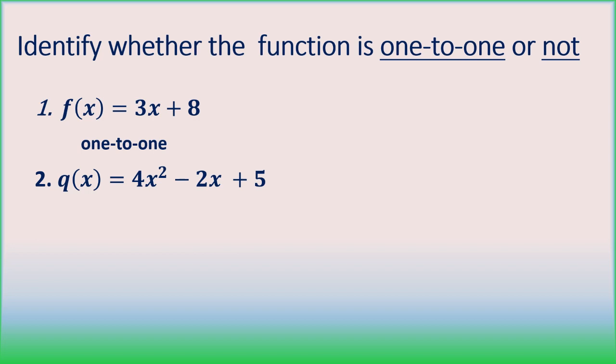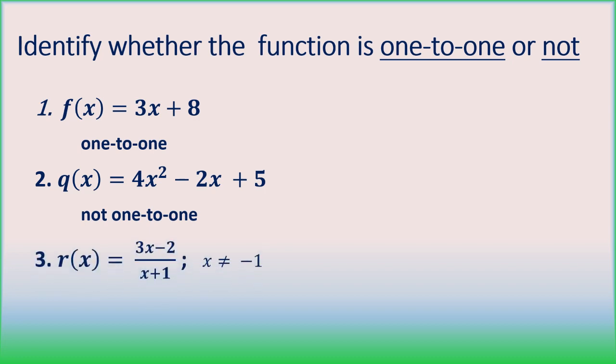Is this a one-to-one function? Notice that the degree here is 2, and this is a quadratic function. For a quadratic function, the graph is a parabola. When we do the horizontal line test, the graph will intersect the horizontal line at two different points. Therefore, this graph does not satisfy the horizontal line test. Thus, this quadratic function is not a one-to-one function.